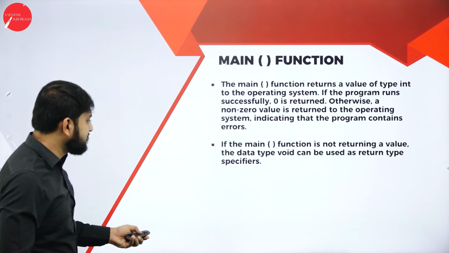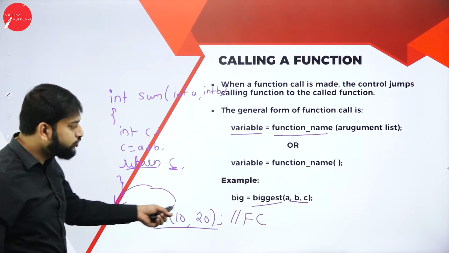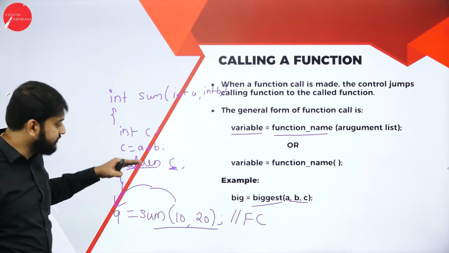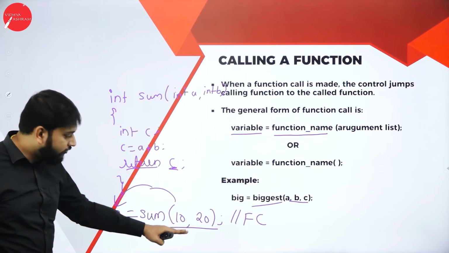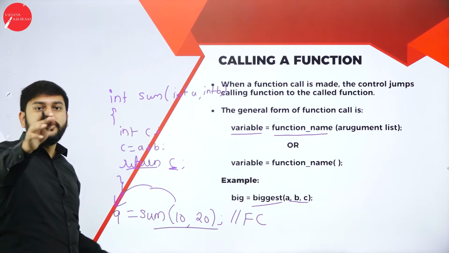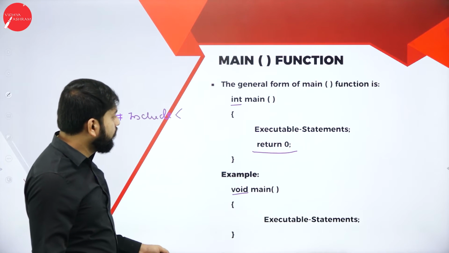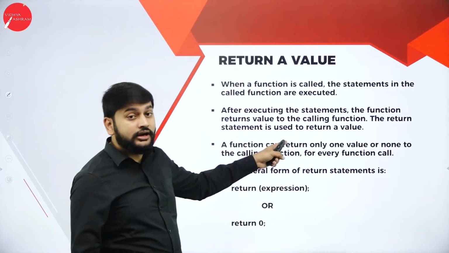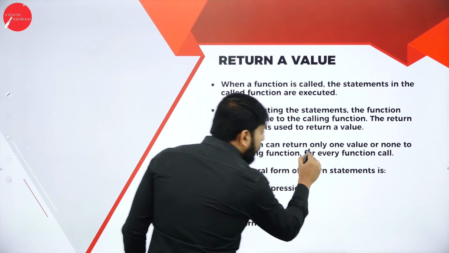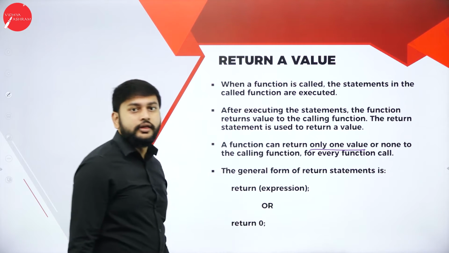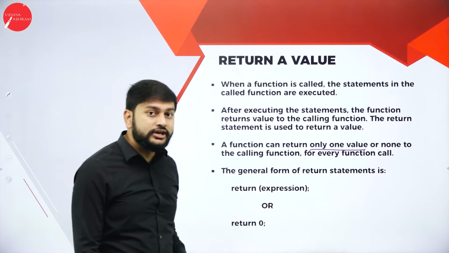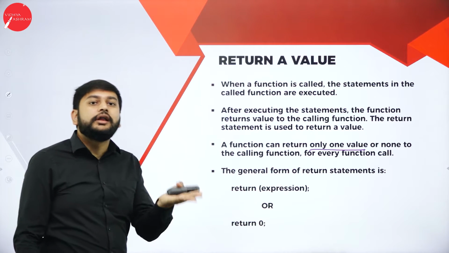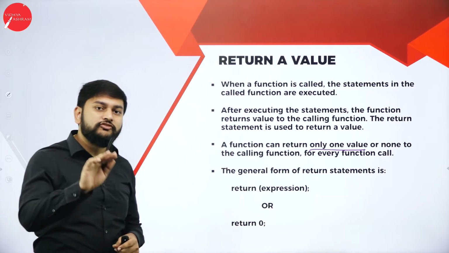So that's what we discussed here, right? After executing all the statements, this function will return the value to the function call. So that's what you need to understand. We understood that a function can return only one value. How many values can it return? It can return only one value or none.